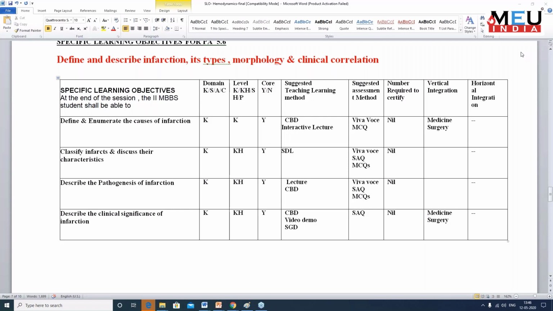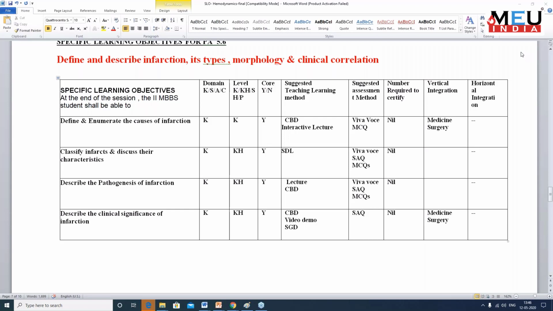Describe the pathogenesis of infarction, which is same as ischemia. Here you can take a case-based discussion as in MI, and how it progresses over time based on a few minutes to a few hours, then progressing to days, how the thrombus or infarct changes over days. So that part can be dealt with in detail. Can be assessed by short essay questions, MCQs, and viva voce.